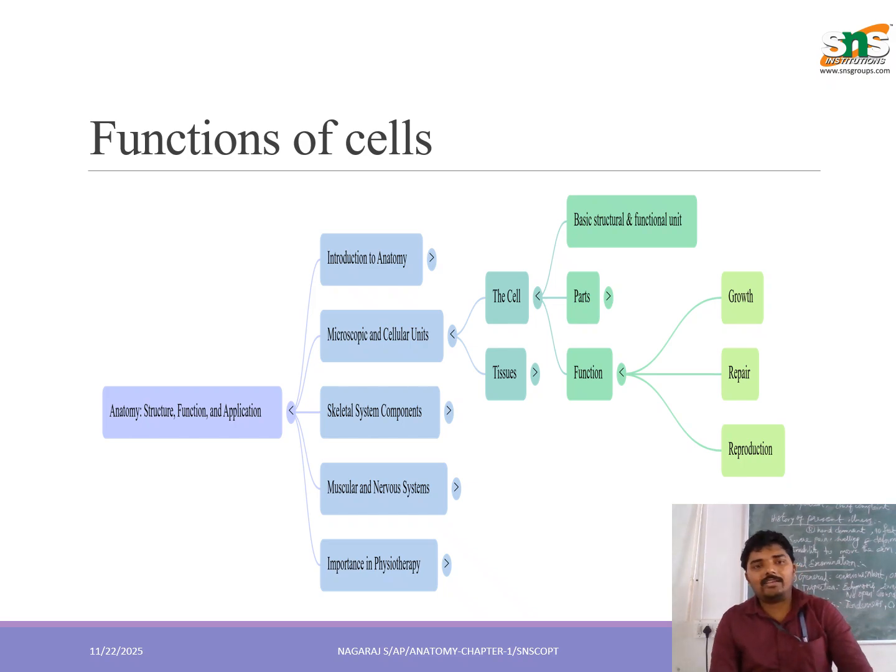Okay, cells of anatomy: the anatomical structure and functions of the cell. The introduction to anatomy is mainly about the microscopic and cellular unit. It is again divided into cells and tissues. The cells make up the entire human body. Every cell carries out functions, and the cell function mainly depends on the mitochondria.